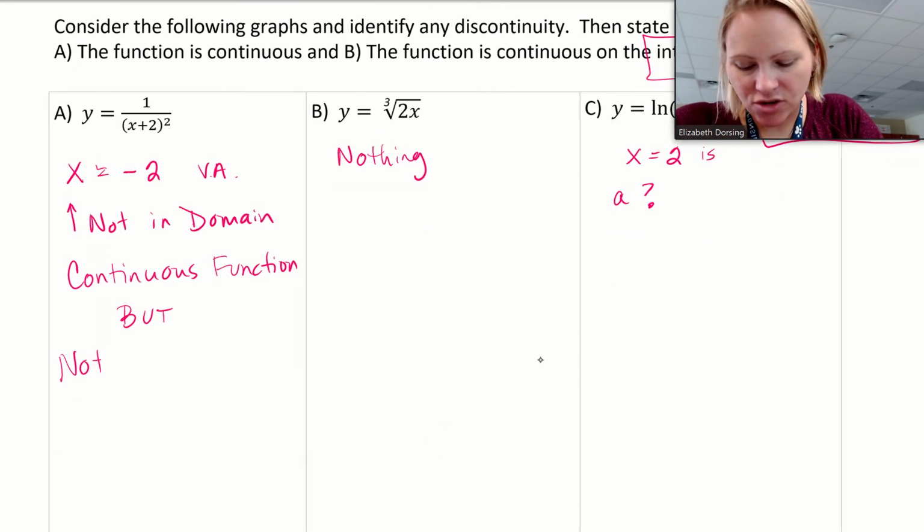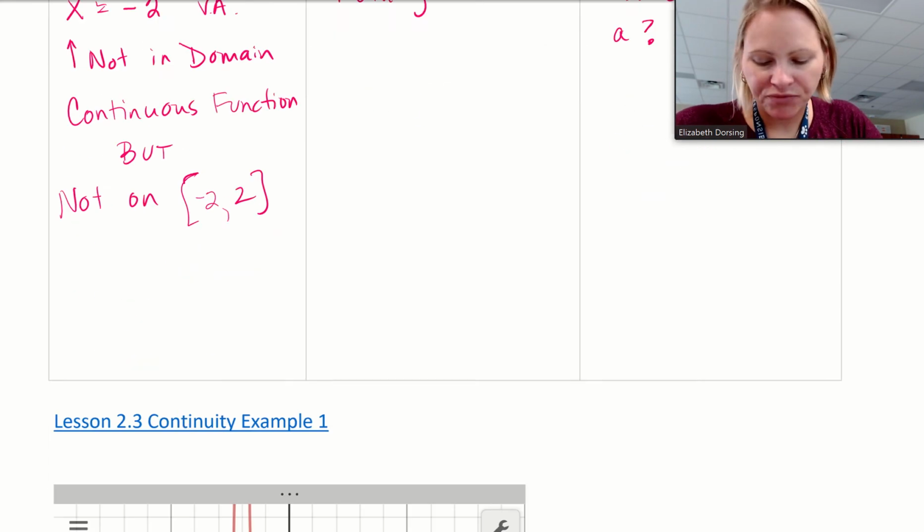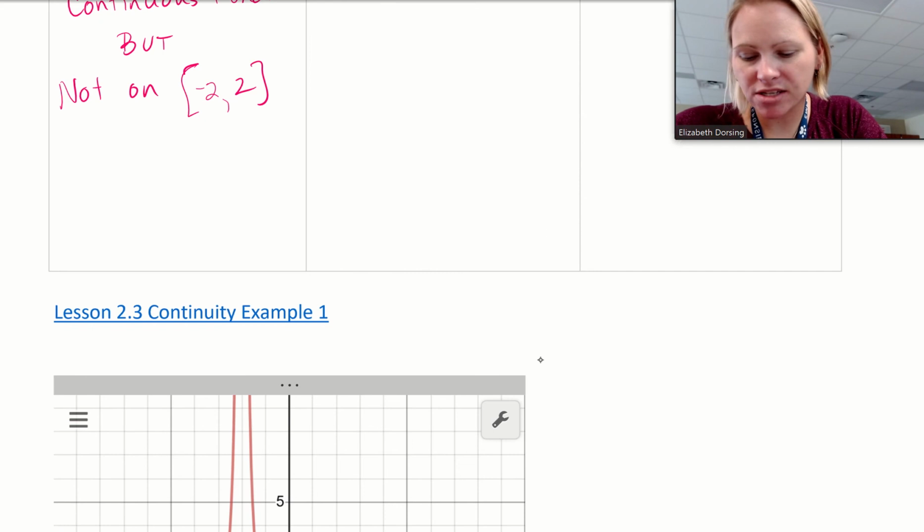And the answer is no, not on -2 to 2. And the reason why, and if we look at the graph, is because of that vertical asymptote. It's not continuous. And remember, this is a closed interval.